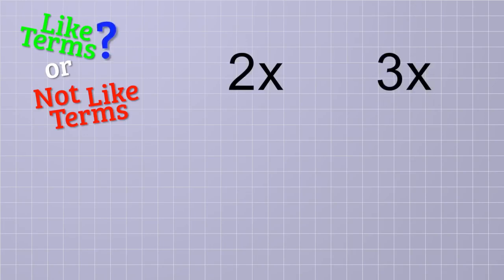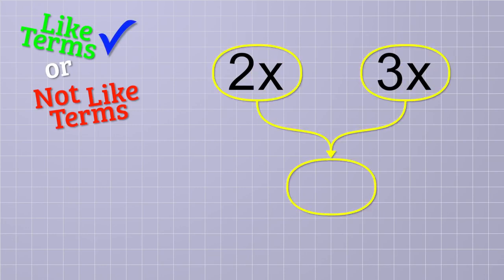Are they like terms? Yep. The variable part of both terms is the same, x, so we can combine them into a single term. We do that by adding the number parts and keeping the variable part the same. 2 plus 3 is 5, so the combined term is 5x.